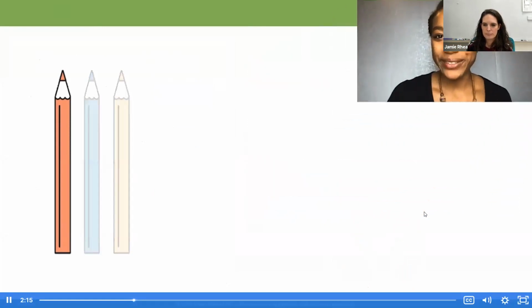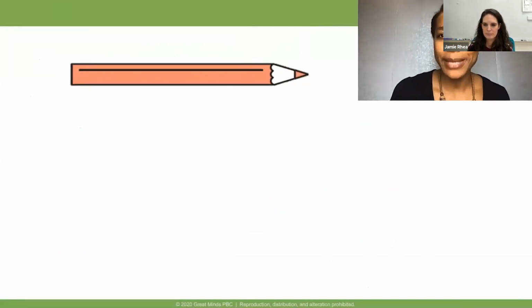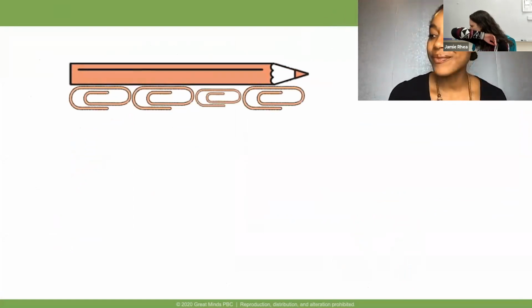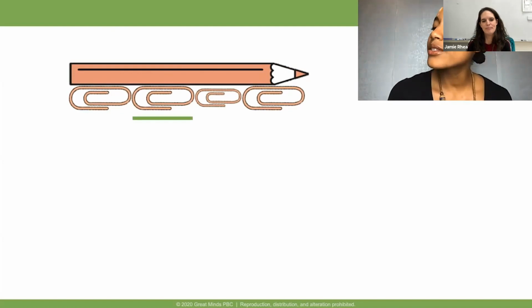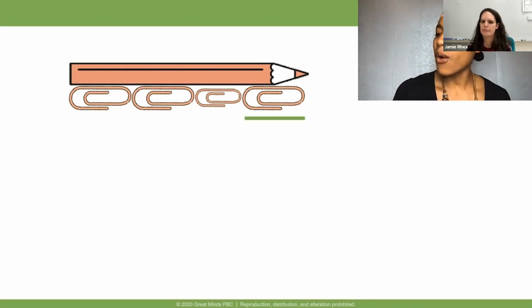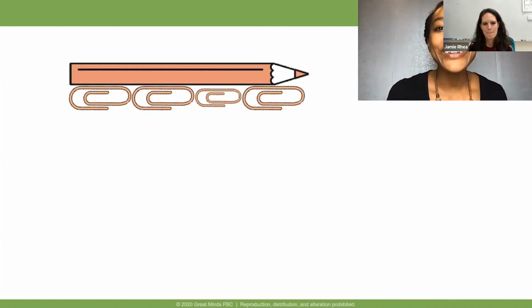Let's start with the red. We're going to measure the red pencil with the paper clip size unit. How many paper clips long is the red pencil? Let's count. 1, 2, 3, 4. The red pencil is 4 paper clips long. Great. Now, let's use paper clips again to measure the blue pencil.